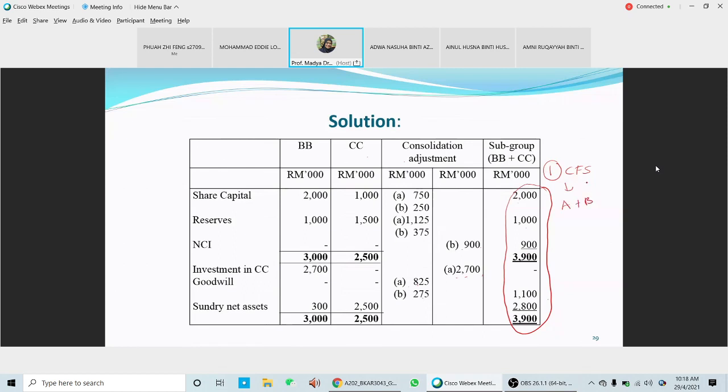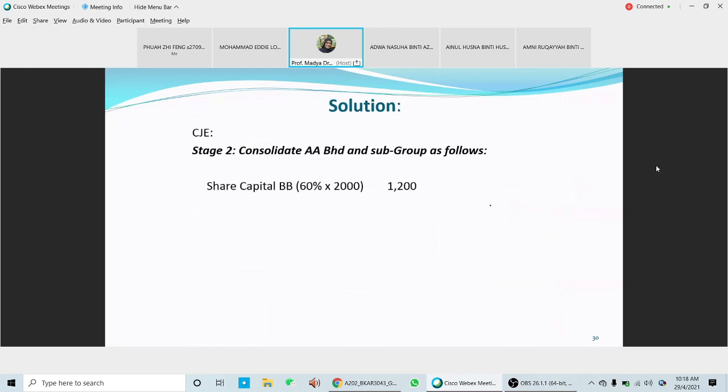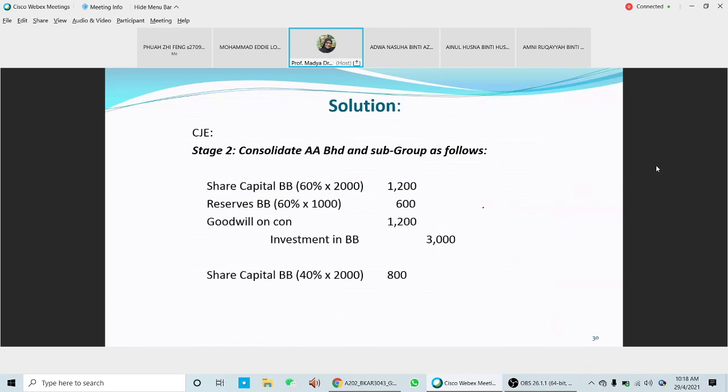So we already have B and C, and then the next step we're going to combine between A and B. So we're going to use this information for a combination. So we're going to do the same thing for A and B. So for A and B, investment A has 60%. So 60% times 2 million here. Okay, and the reserve 1 million. And then goodwill here is 1.2.